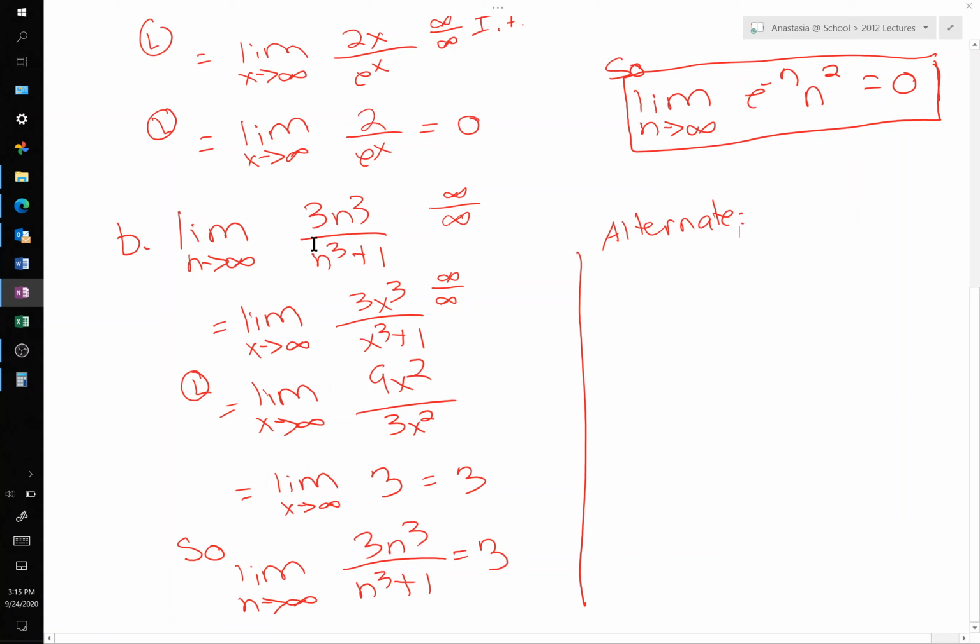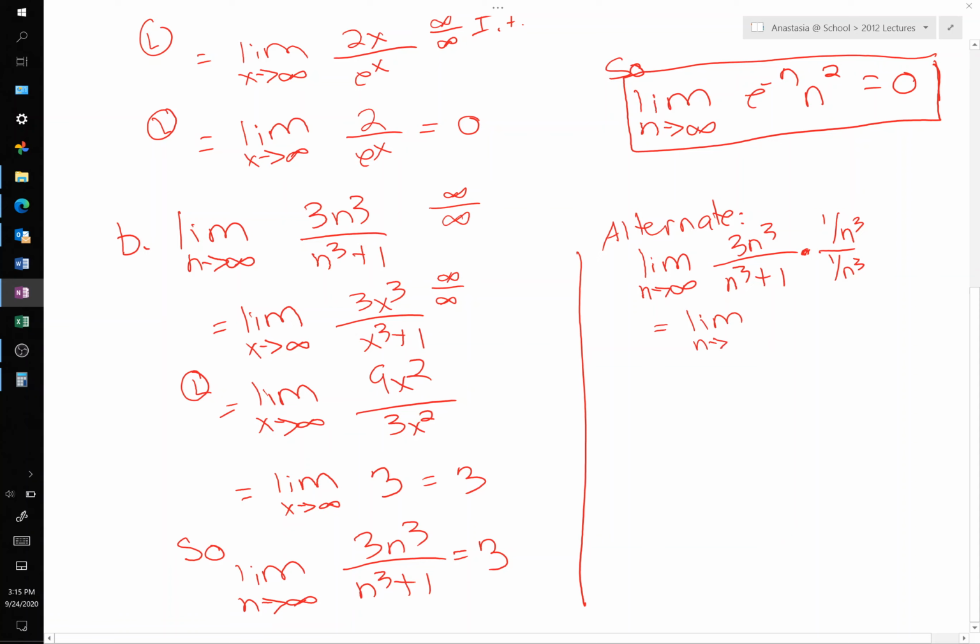Whenever you have a rational function like this, another way that you can evaluate the limit if n is going to infinity is by dividing by the highest power in the denominator. So what I mean by that is you're going to divide both the numerator and the denominator by n cubed. You could also think of this as factoring out an n cubed from the numerator and the denominator. That would work as well.